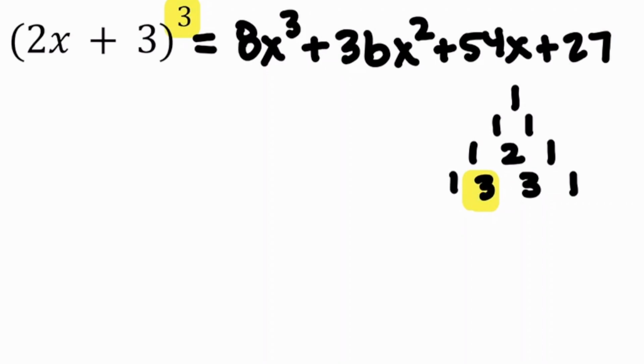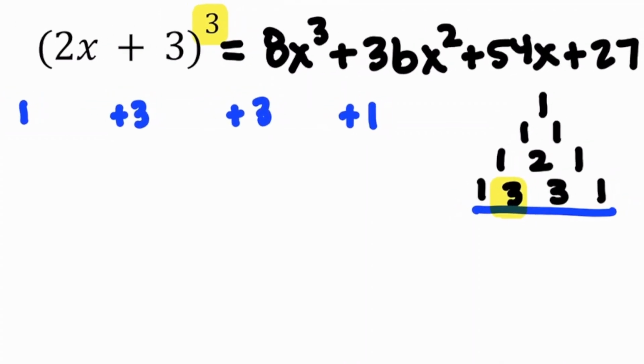Whoops, I don't want a blue highlighter, I just want a blue pen. All right, so I know I'm taking 1, 3, 3, and 1. So that's what I'm going to start with. 1 plus 3 plus another 3 plus 1. Oh, whoops, the original 1 is there.